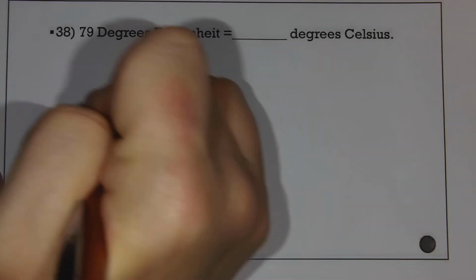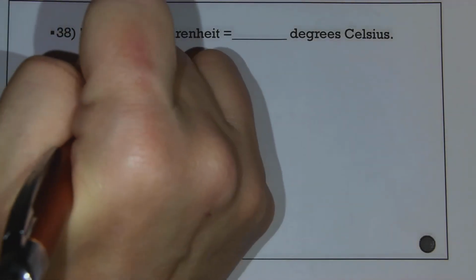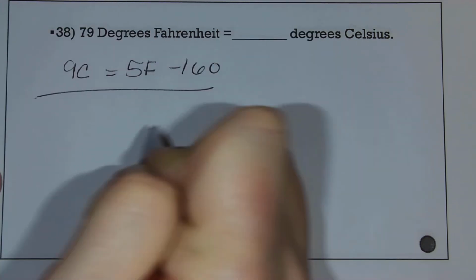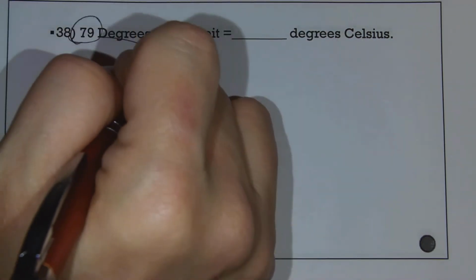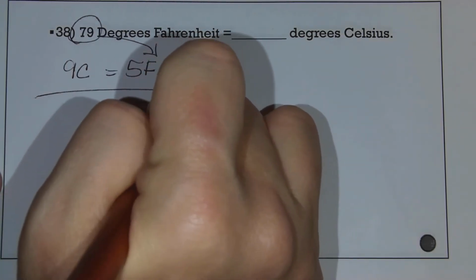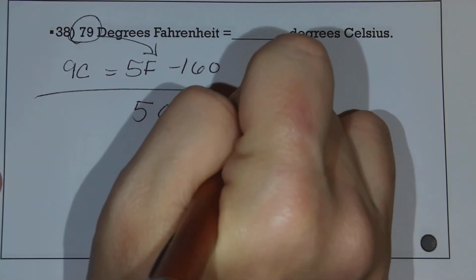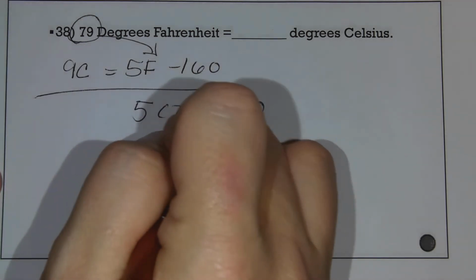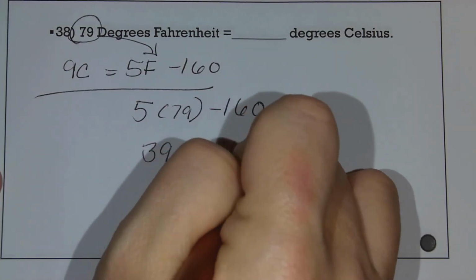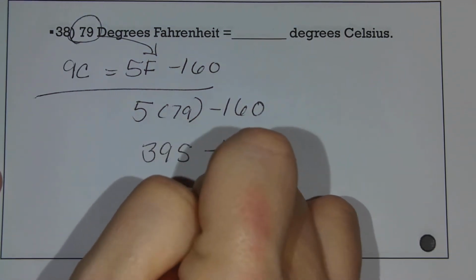Next, number 38, 9C equals 5F minus 160. You have 79 degrees Fahrenheit. That goes where the F's at. So 5 times 79 minus 160. 5 times 79 is 395 minus 160 is 235.